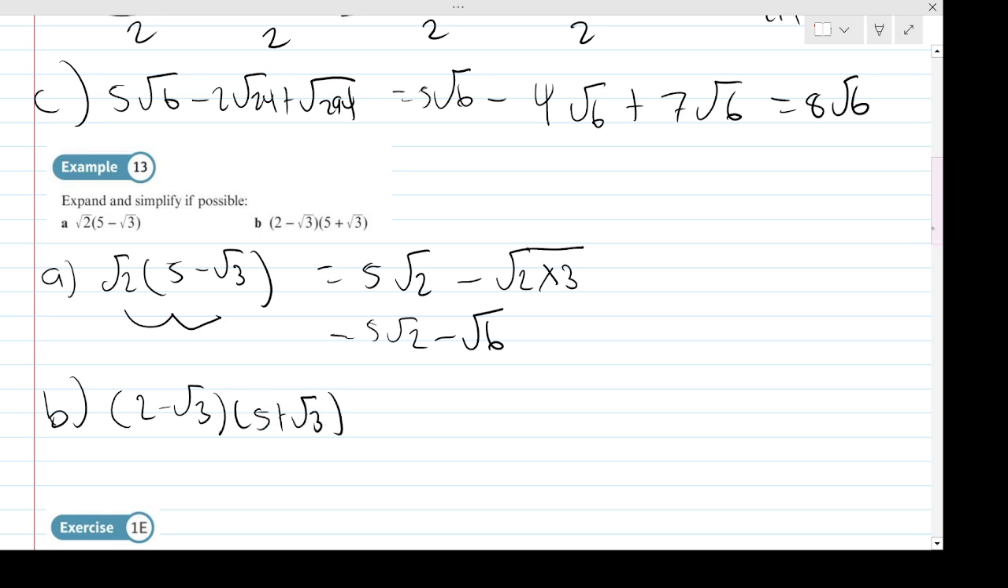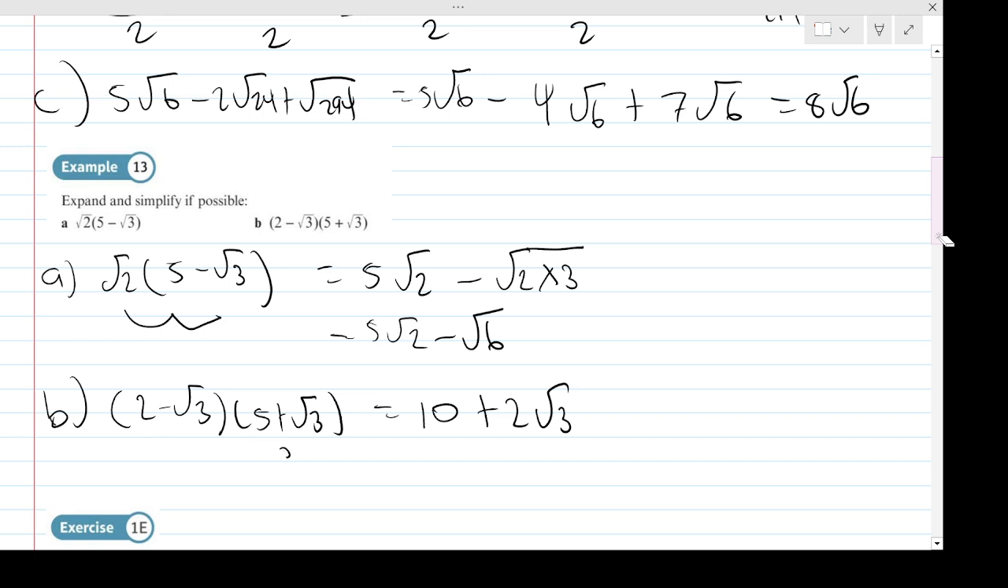Again, I've got a double bracket, but I know how to expand that, just like the earlier section. I'm going to do the exact same method. So again, with the first number 2, I'm going to times by everything in the other bracket. So firstly, 2 times 5, that's 10. But then I have 2 times root 3, that's just going to be 2 root 3. Okay, I can't do any more with that.